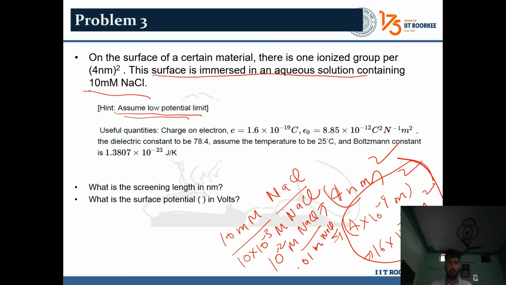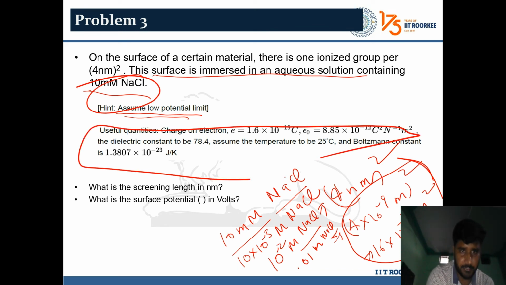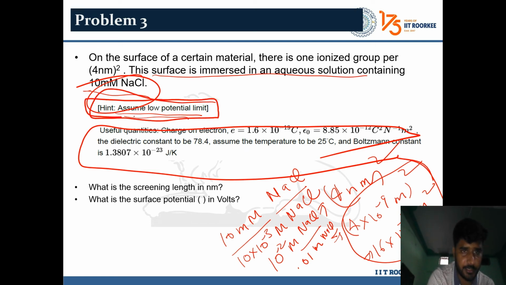Okay, the most frequent question, like this, you have already observed in my sessions. On the surface of a certain material, there is one ionized group per this surface area. This surface is immersed in an aqueous solution containing this electrolyte, 10 millimolar NaCl, and these are the standard values given here. This is the important hint: you have to assume the low potential limit, and on the basis of this data, you can calculate the screening length and the surface potential in volts.